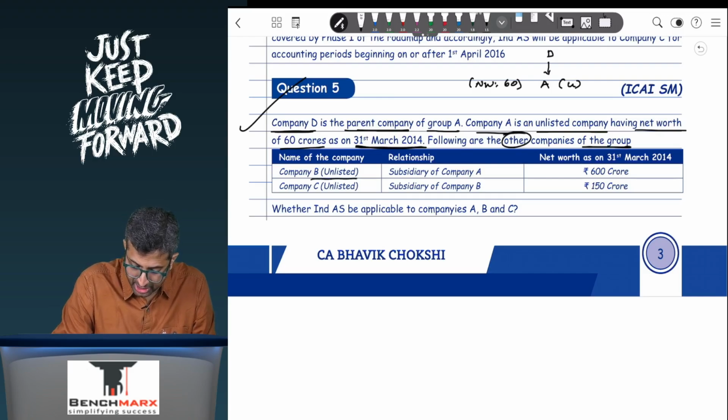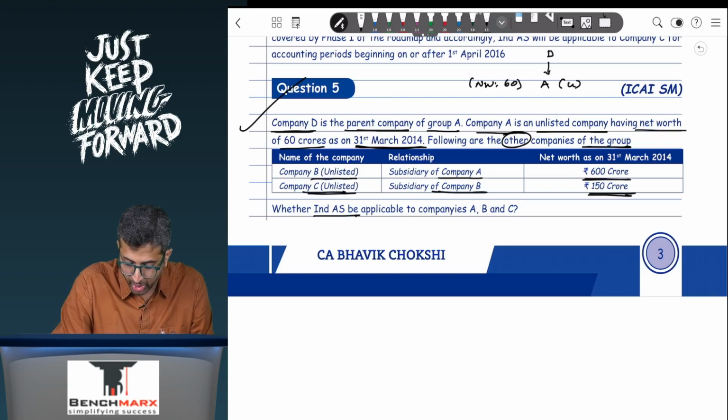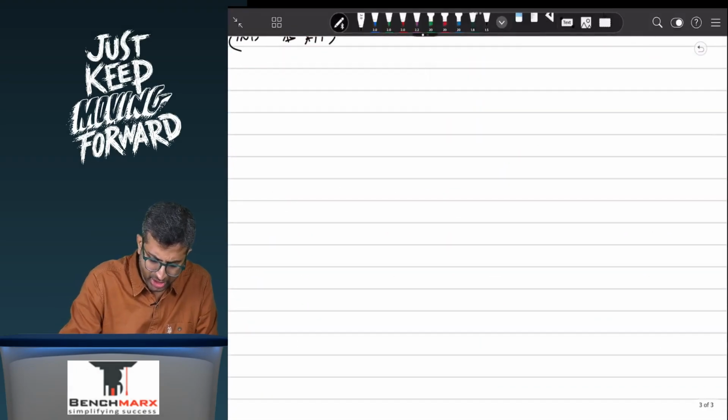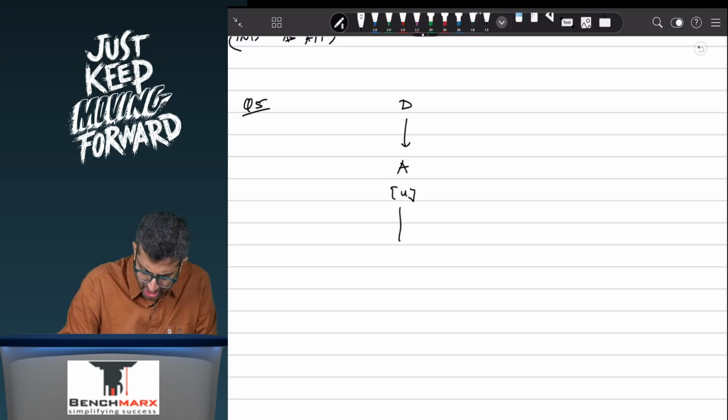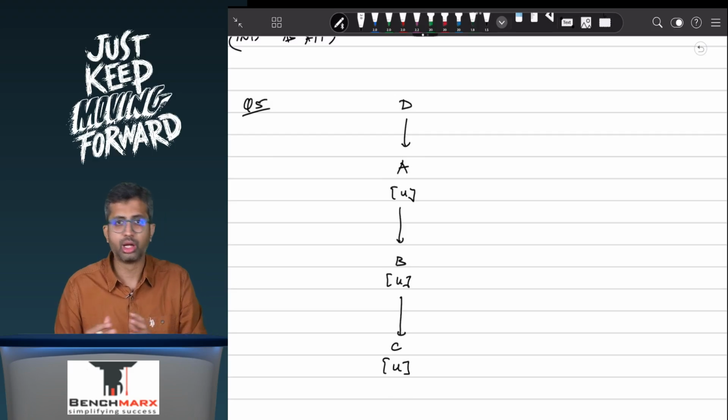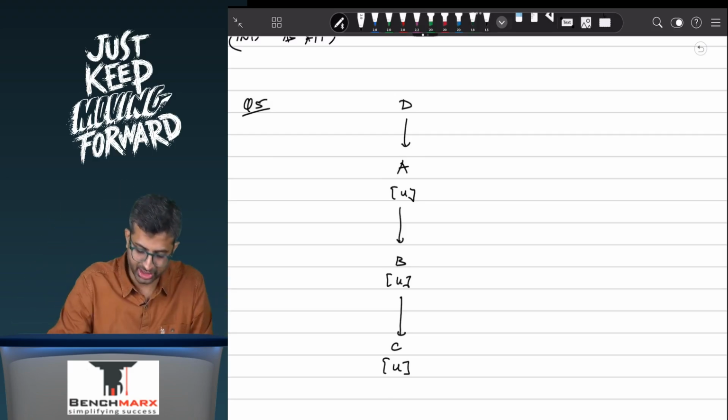Company B is unlisted, which is a subsidiary of A with a 600 crore net worth. Company C is unlisted, a subsidiary of B with a 150 crore net worth. Whether Ind AS will be applicable to companies A, B, C. Now, there may be D at the top, below D there is A, which is unlisted. Below A there is B, which is also unlisted. Below B, C, which is also unlisted. There is no fellow subsidiary over here. Each of them is a sub-subsidiary.